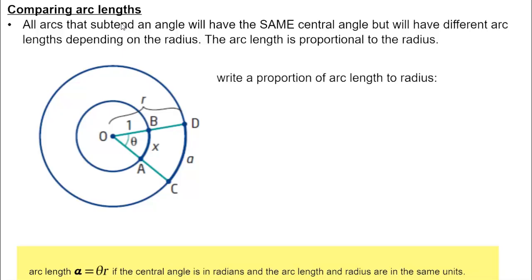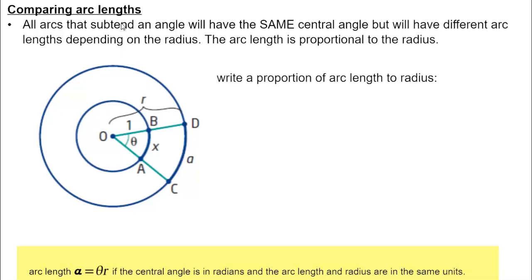So if we can look at the top, comparing arc lengths, all arcs that are subtended by an angle will have the same central angle, but will have different arc lengths depending on the radius. And you can see that A is obviously bigger than X, and the radius R is obviously bigger than 1. The arc length is proportional to the radius. So we see if we have a small radius, we would have a small arc length.